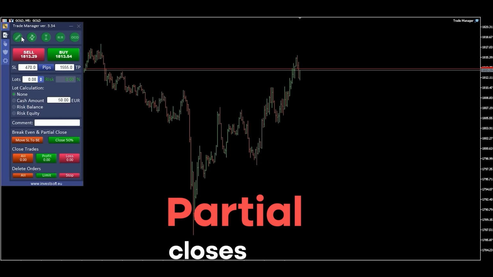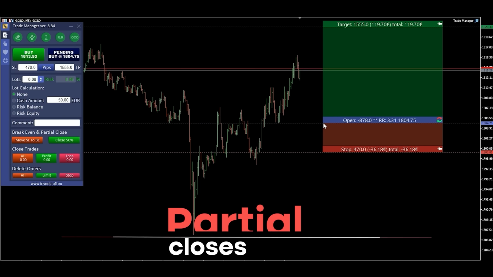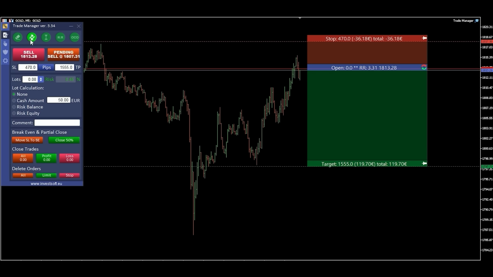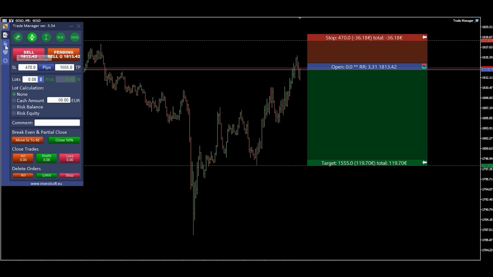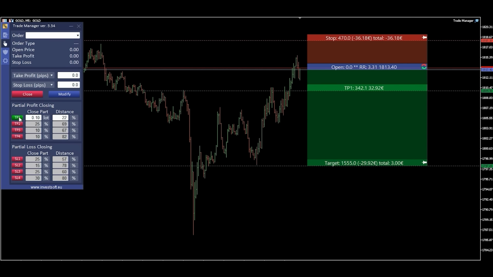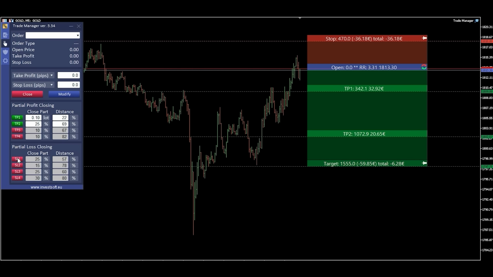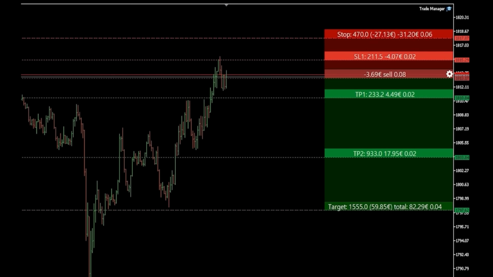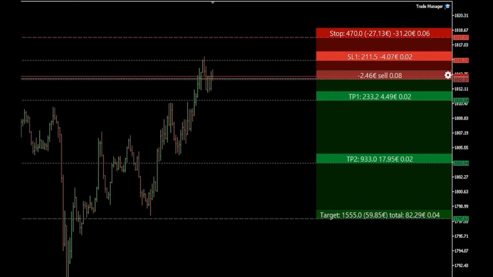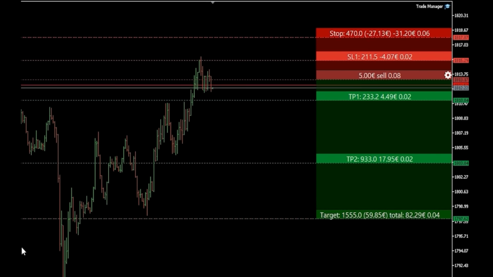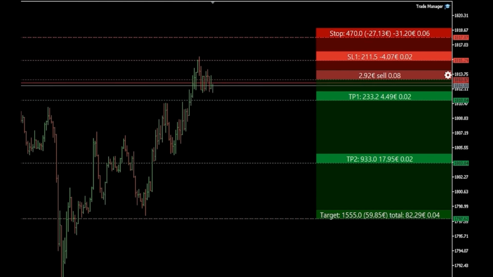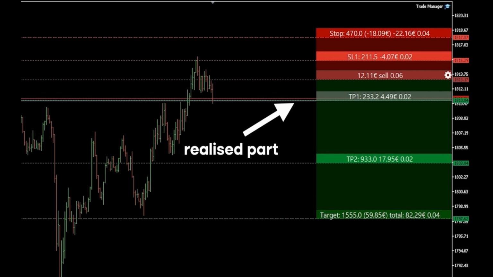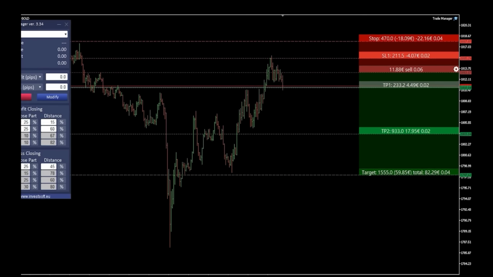Another way to protect the current profits is to close parts of the transaction. In Trade Manager, you can enable up to 4 levels of partial closing. For each level, you define the price at which the part is to be closed and what part is to be realized. As the price moves in the right direction and your trade reaches further intermediate targets, the program will start to realize profits by closing part of the trade. The realized part is marked with a different color in the chart, and this level cannot be modified anymore.